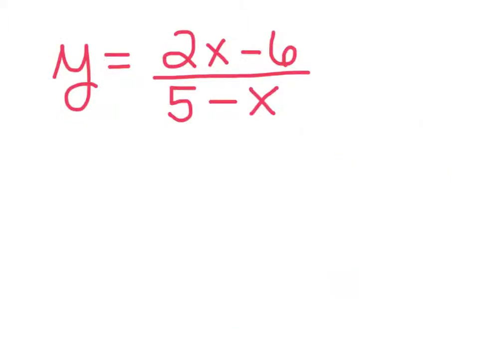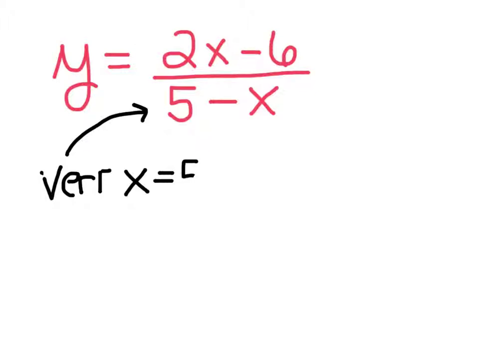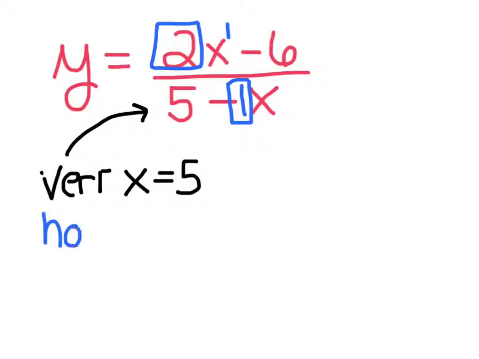So if you had to answer all the questions about this rational function, you would first look at the bottom. That gives you the vertical asymptote. This has a vertical asymptote at x equals 5. Then you would look at the powers. This has the same power in the top and bottom. So you look at the coefficients. So I have 2x over 1x. And so this function has a horizontal asymptote at y equals 2.